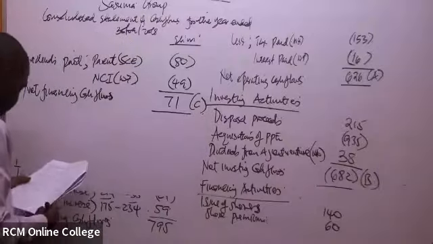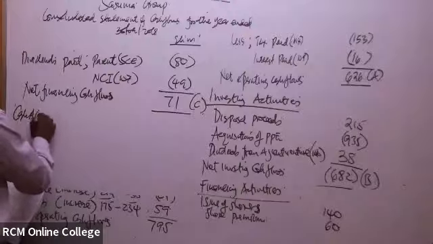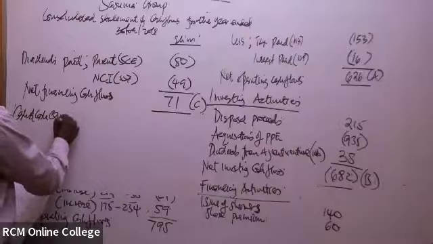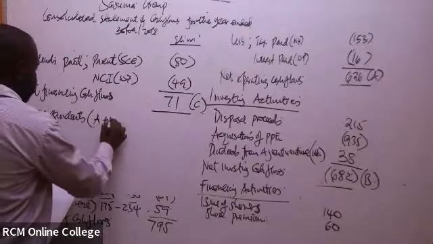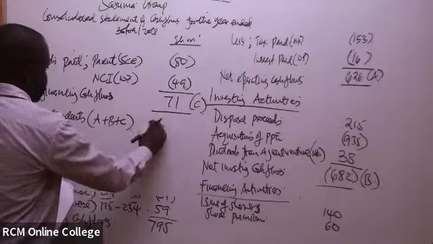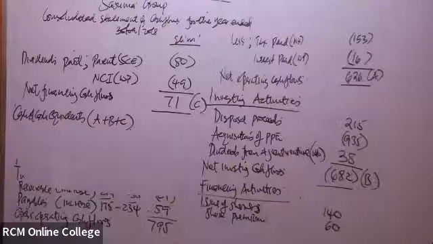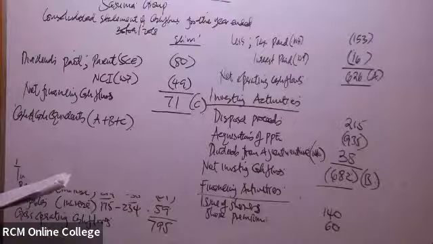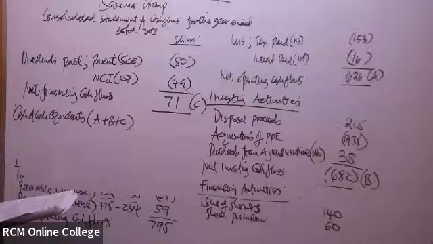Part C. So therefore, in this case, the cash and cash equivalents for the year, it means we'll be able to take A plus B plus C. What do you get when you take A plus B plus C? We need to add A plus B plus C.